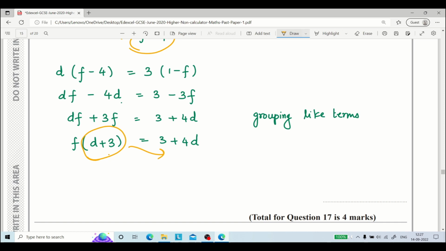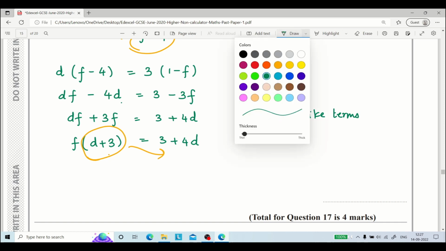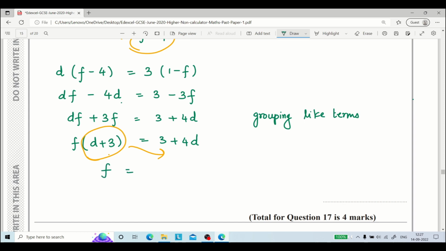We are going to shift this one because we just want f equals something, towards this side. And since it is multiplication, f into something, that being the reason, this will go into the division part, that is in the denominator. So yes, this is your answer. F is equal to 3 plus 4d upon d plus 3. You have made f the subject of the formula.